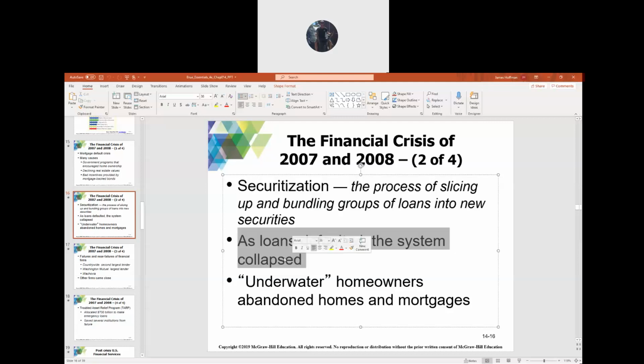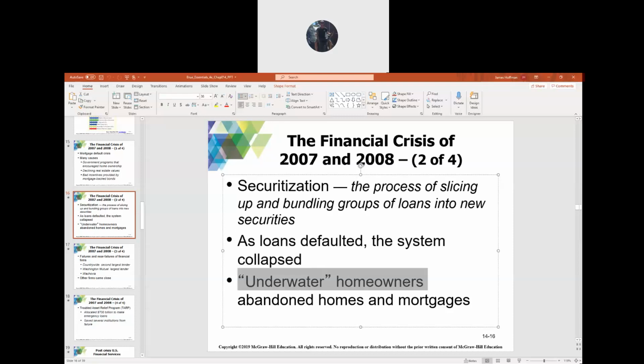Right. So as loans defaulted, the system collapsed, and underwater homeowners abandoned home mortgages, which meant that the people that owned the securitized asset didn't get their payment, and so everybody loses.